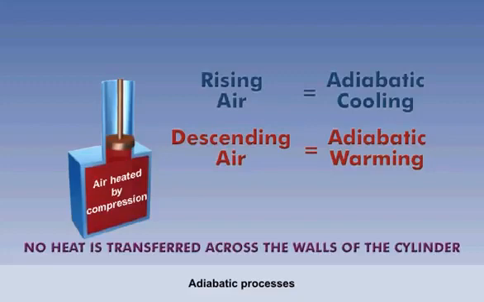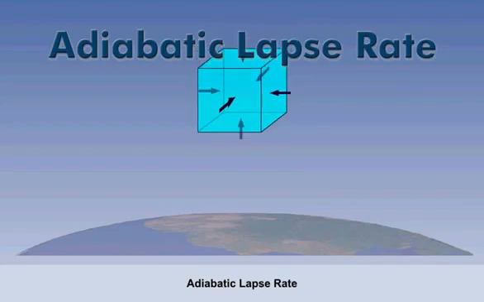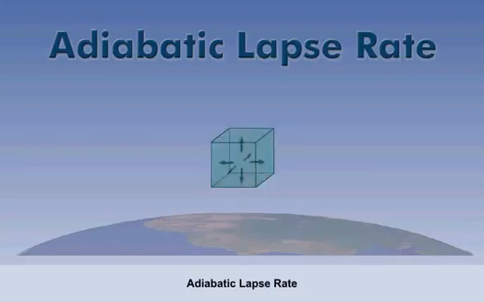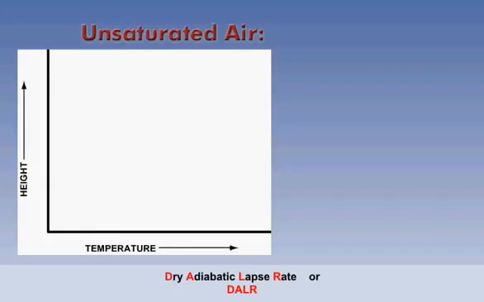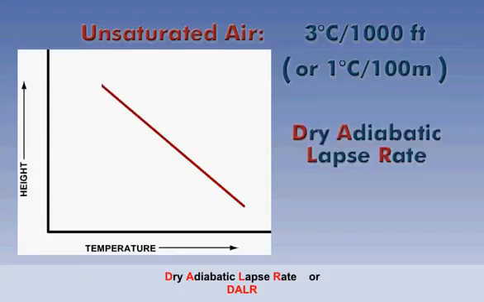Think of a bicycle pump. As the air is compressed within the pump, it heats up, making the actual pump chamber quite warm. This is almost exactly the same process that occurs within the atmosphere. The rate at which air cools or warms, as it is forced to rise or fall, depends upon the moisture content of the parcel of air. This is called the adiabatic lapse rate. If we first consider air that is dry or unsaturated, then the maximum rate at which the temperature falls is 3 degrees Celsius per 1,000 feet of ascent, or 1 degree Celsius per 100 meters. This is called the dry adiabatic lapse rate, or DALR for short.